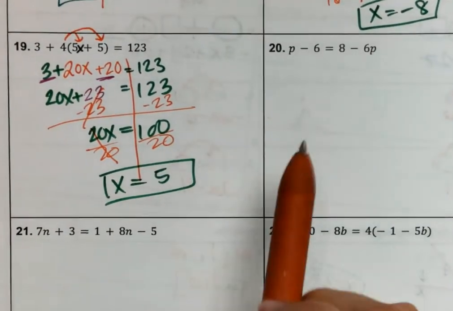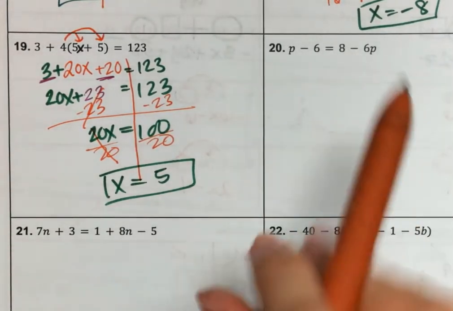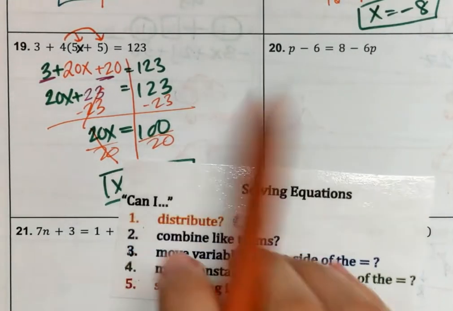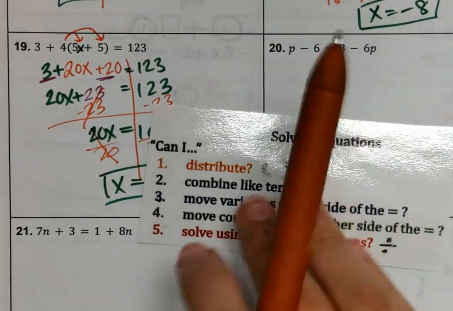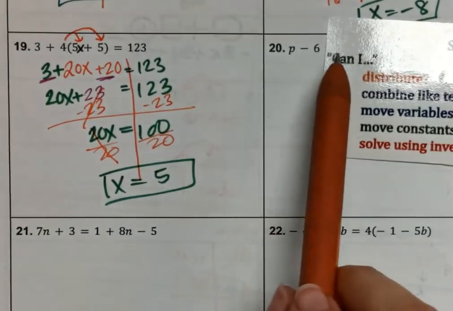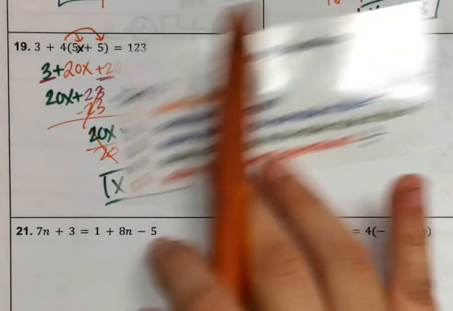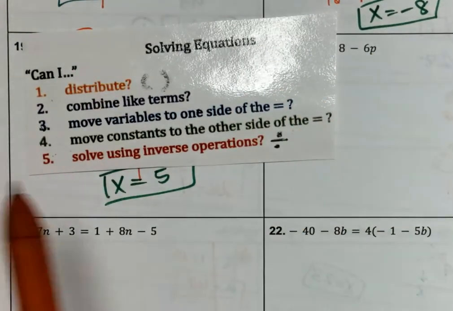For number 20, we are now starting with questions that have variables on both sides. But I'm still going to follow my 5 steps. So can I distribute? No, I don't see any parentheses. Can I combine like terms? Well, on the left, I have a p and a negative 6. They are not like terms. One has a variable, one doesn't. Same thing on the right side. One has a variable, one doesn't. So I can't do step 2.